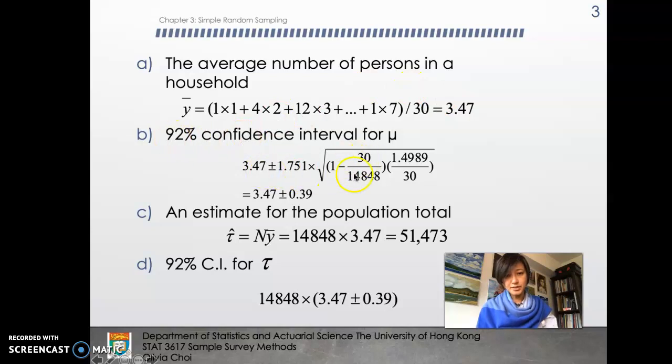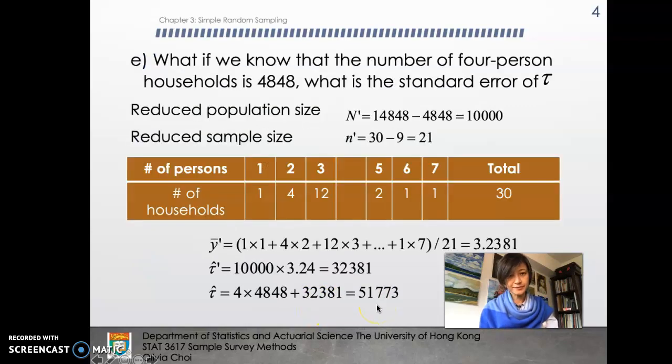We constructed the confidence interval for our point estimate. Now we can also use this relationship to estimate the total population. So we have 3.47 per household, and now we have 14,000 households. Then we can estimate the total population. Then we can also find the confidence interval by multiplying the total number of households by the confidence interval for y bar. Easy enough.